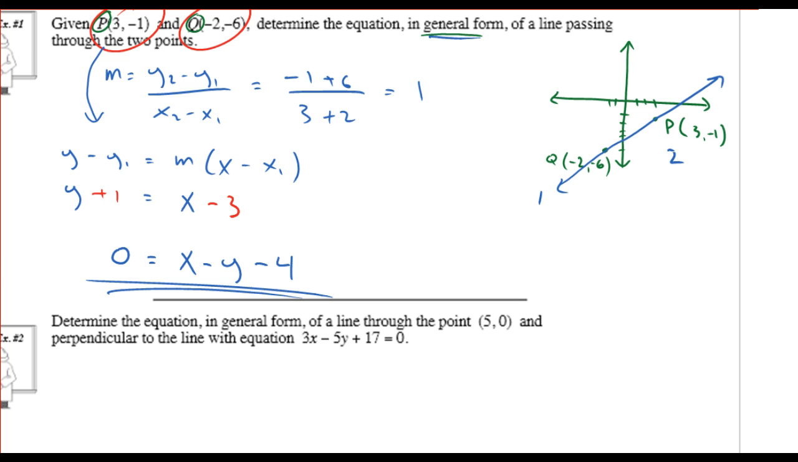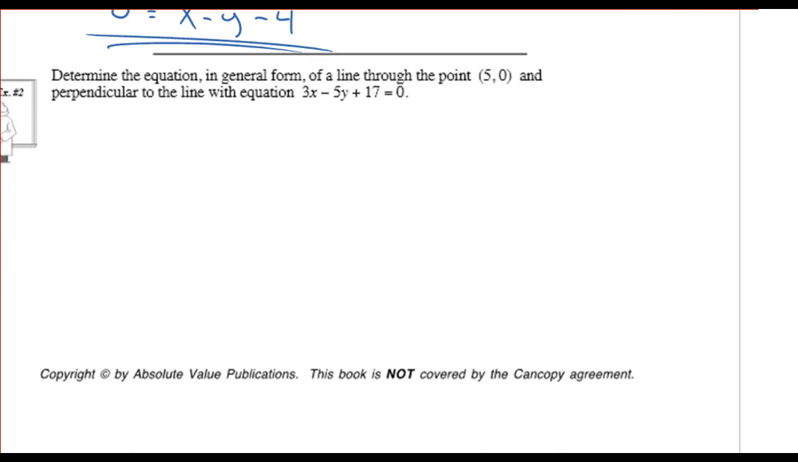Let's do another one. Determine the equation in general form of a line through the point. Okay, there's my point, and is perpendicular to this other line that has this equation. So the key word here is perpendicular. So as long as I get the slope of this line, I have the slope of my line that I'm looking for. So let's use this information here.